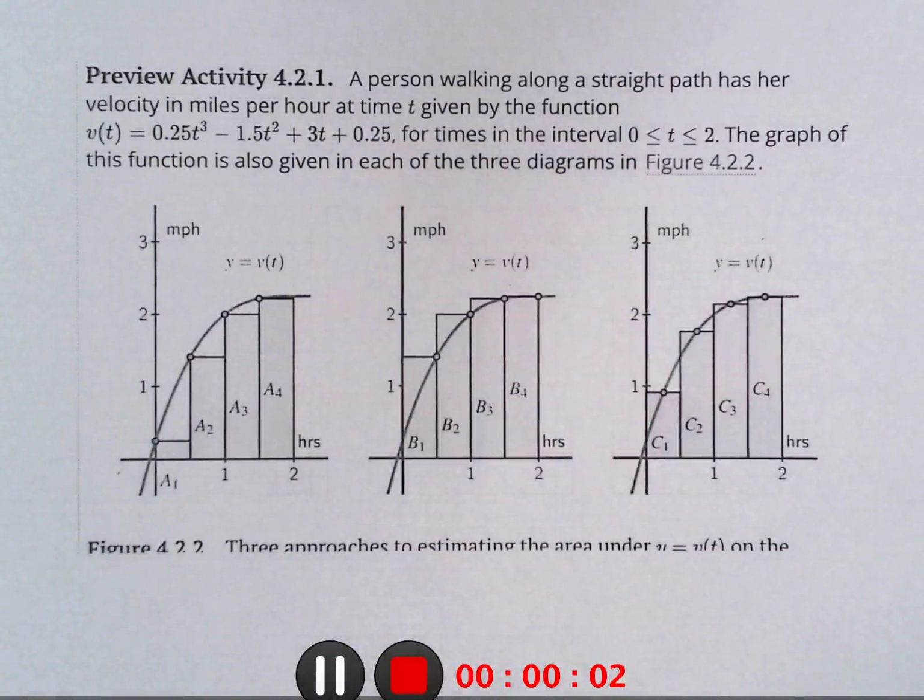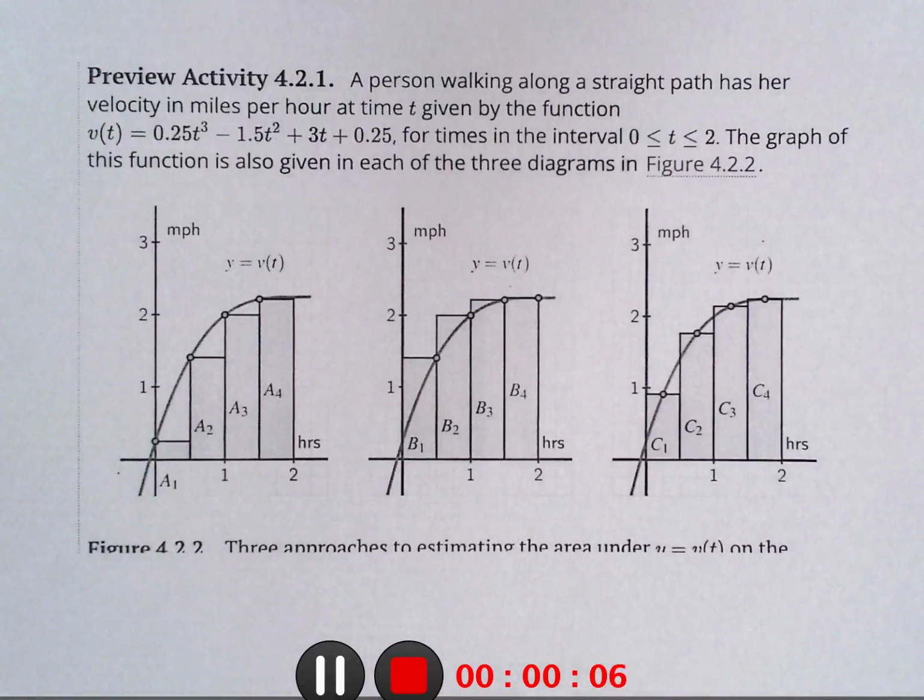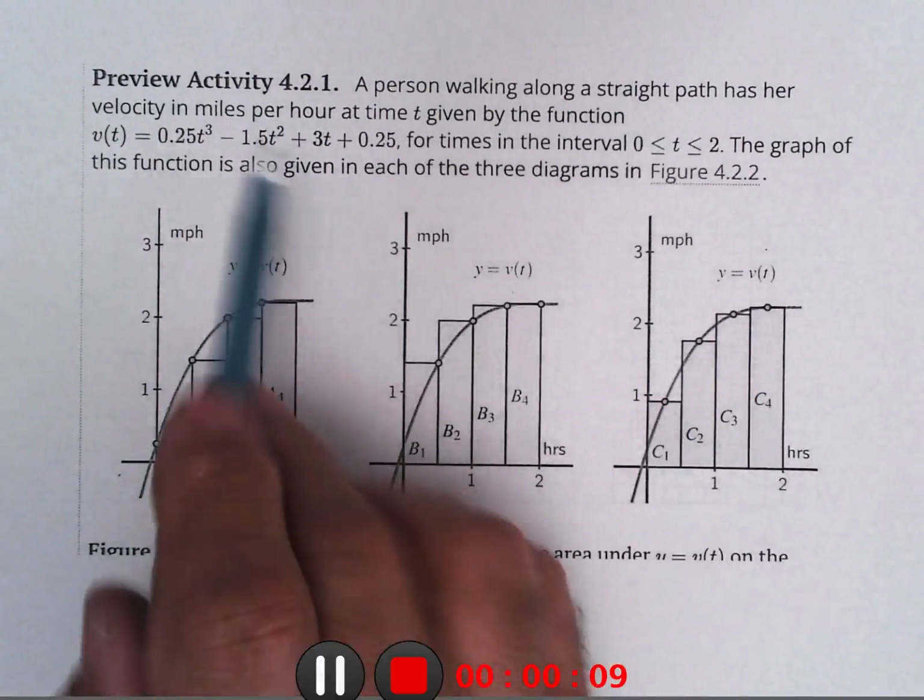Presentation. This is Tuesday the 11th. And the preview activity, we kind of went through that.